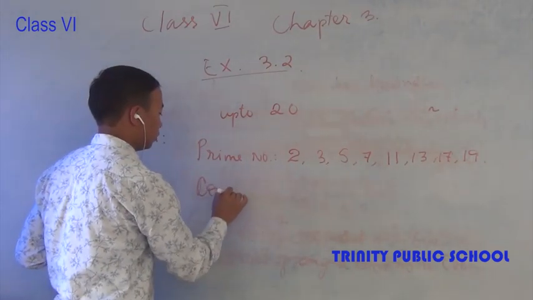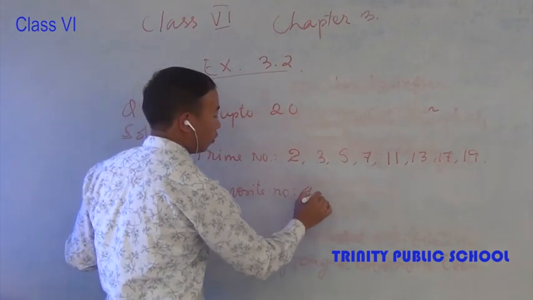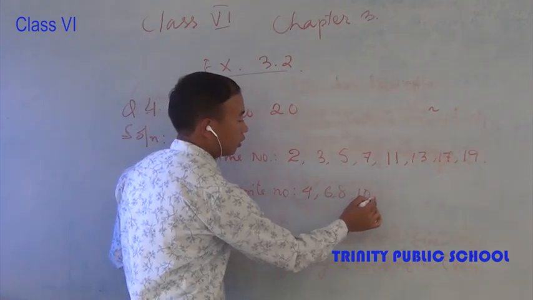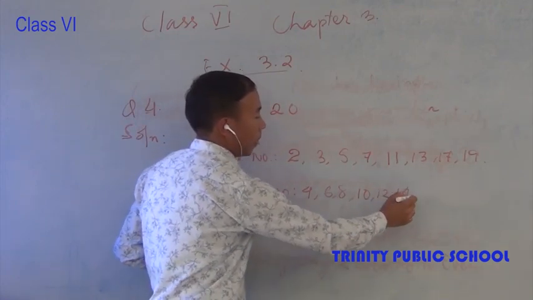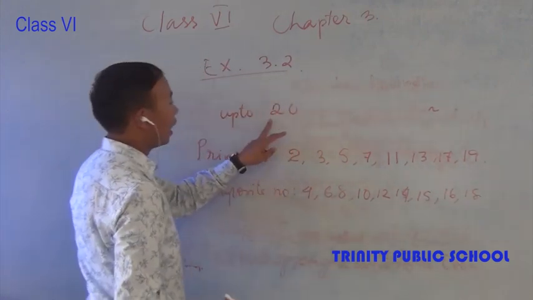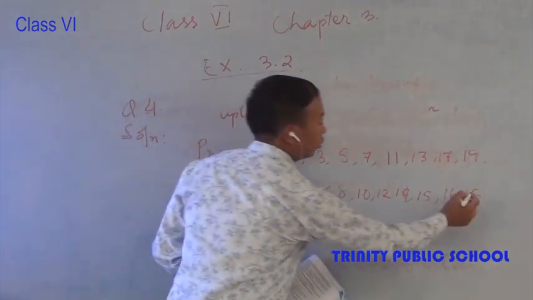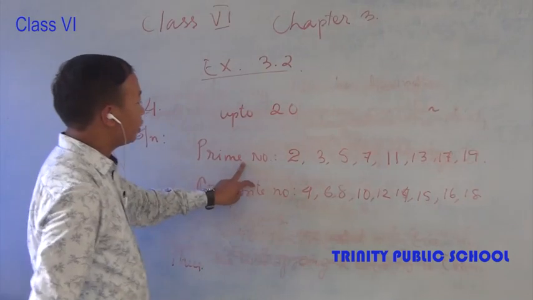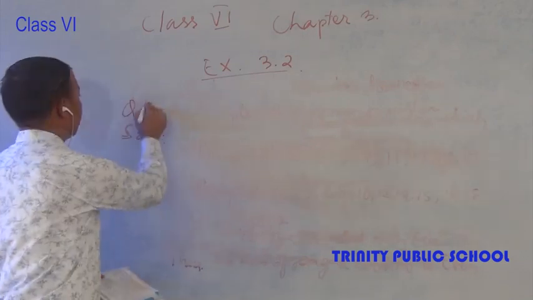And composite numbers: 4, 6, 8, 10, 12, 14, 15, 16, 18. Less than 20. We cannot include 20 because the question says less than 20. So these are the prime numbers less than 20 and composite numbers less than 20. Okay?